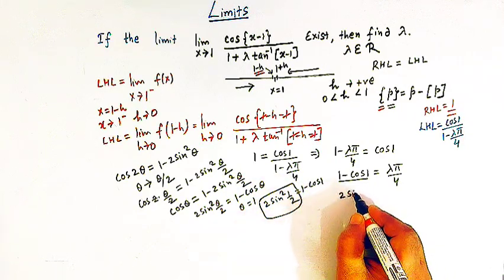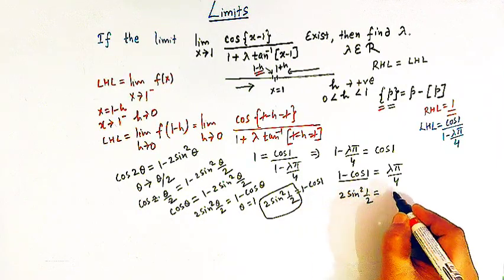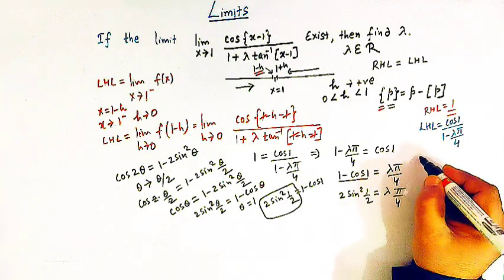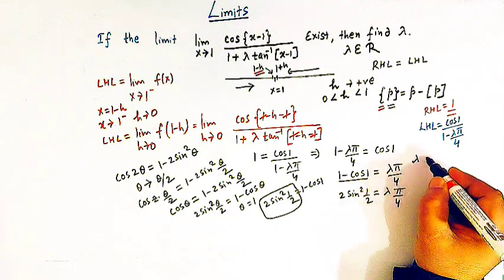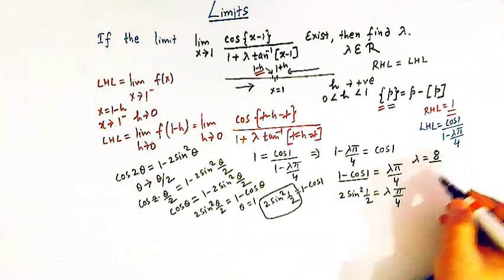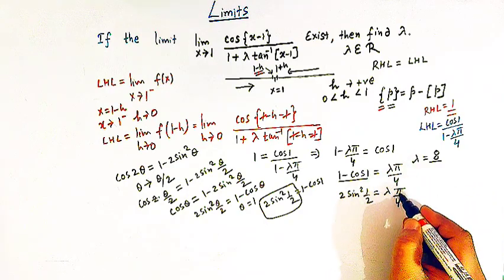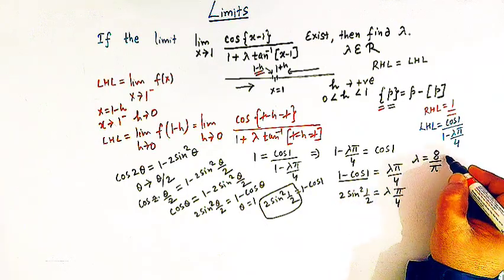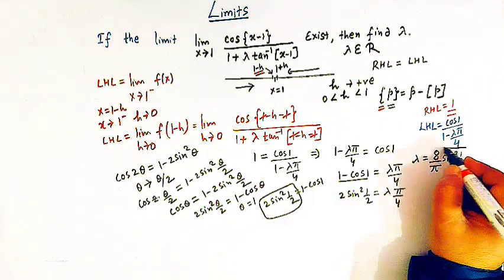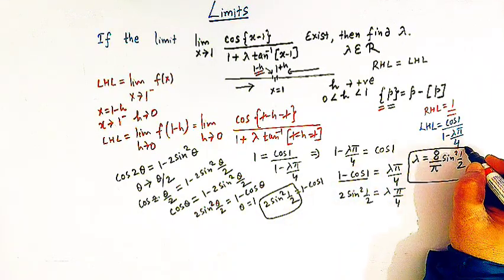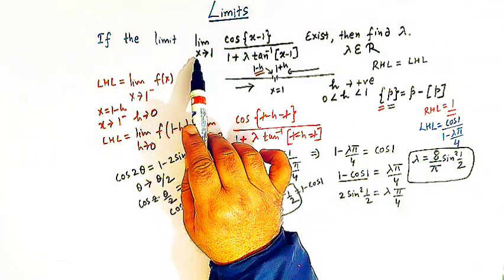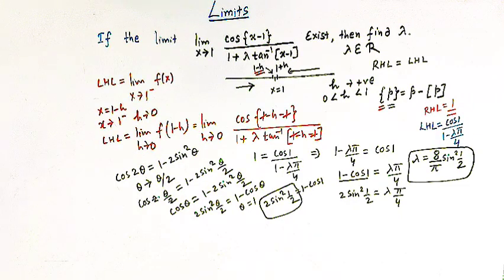So replacing 1 minus cos of 1 by this term, that is 2 sine square half, here we have 2 sine square half, and here we have lambda pi over 4, right? So we can also write this equation as lambda is equal to 4 times 2, that is 8, and dividing 8 by this pi, we have 8 over pi sine square half, right? So this is the required value of lambda for which the limit of this function when x approaches 1 exists.